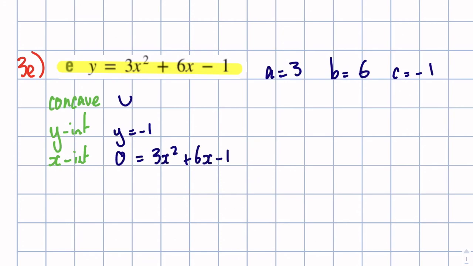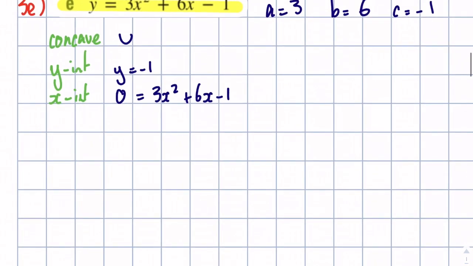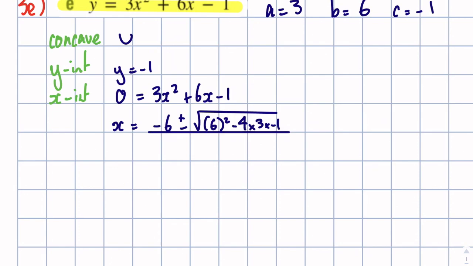Now you could factorize this or complete the square. Both are going to be a nightmare. So we're going to use the quadratic formula like we are all the way through this exercise. So we've got x equals minus 6 plus minus the square root of 6 squared, take 4 times 3 times negative 1, all over 2 times 3, yeah?